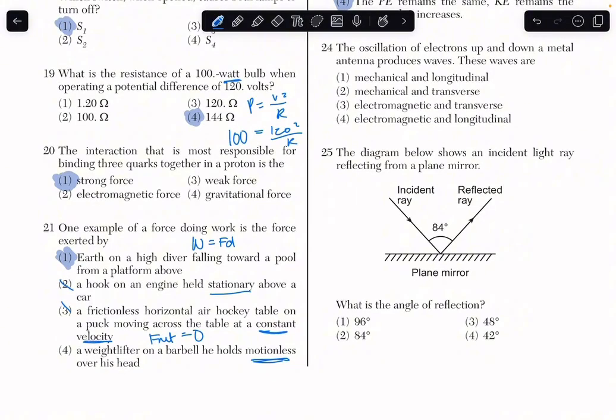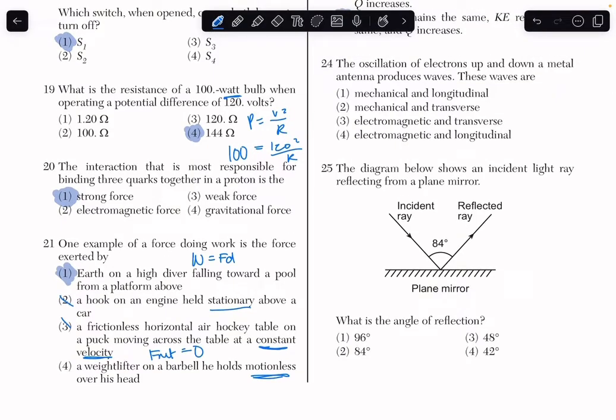24. The oscillation of electrons up and down a metal antenna produces waves. These waves are... So let's look at these choices. All these choices are asking you whether it's mechanical or electromagnetic. We can tell this is not a mechanical wave because it's the oscillation of electrons up and down. Electrons equals electromagnetic. Just know that. It's also kind of common sense, because electrons, electromagnetic, you could guess the relationship.